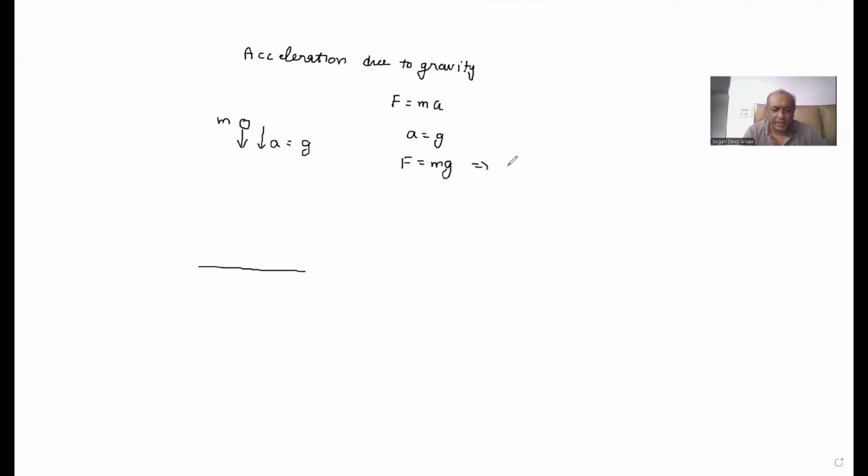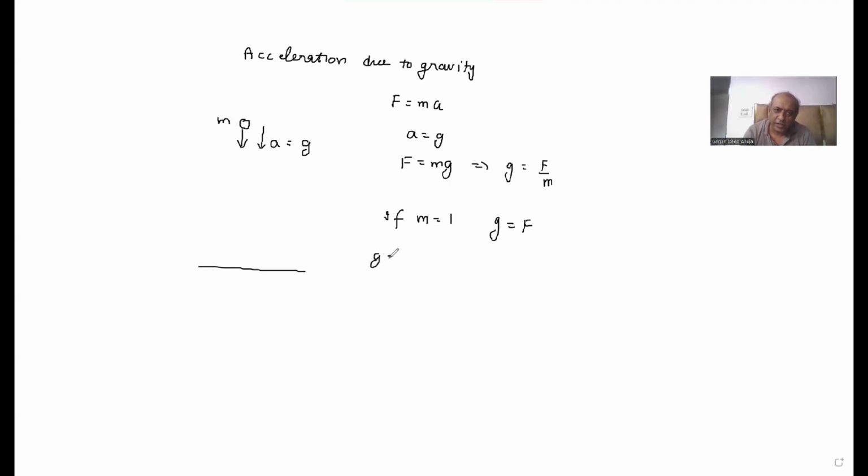So you can say that the acceleration due to gravity g is equal to force divided by mass. If I take mass as 1 unit, then the acceleration due to gravity g will be equal to F. So we can say that acceleration due to gravity is numerically equal to the force which is acting on a unit mass when it is placed on or near the surface of Earth. So acceleration due to gravity is basically the acceleration with which something is falling towards Earth.